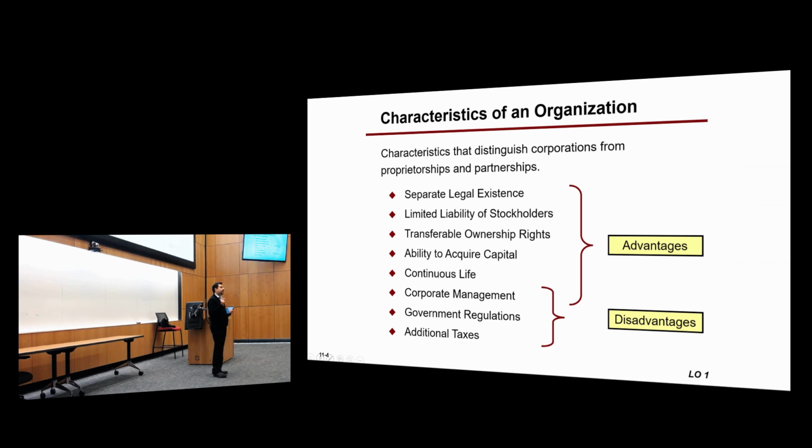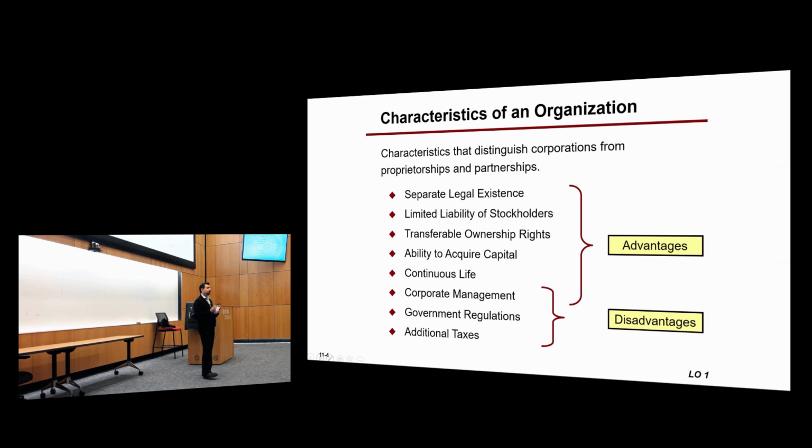Now, corporations have a couple of advantages over proprietorships and partnerships. Remember, partnerships are very similar to proprietorships, except that there is more than one owner. So for example, one of the advantages of corporations is that it is a separate legal entity that can have contracts in its own name. It doesn't have to be the name of one of the partners. You have limited liability of stockholders.